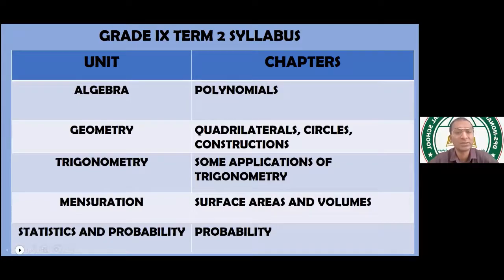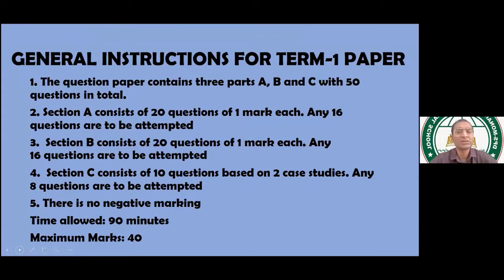Okay, next slide. So these are the general instructions for the term 1 paper. For maths, you will get a total of 3 sections, parts A, B, C, which will consist of 50 questions. Section A will contain 20 questions of 1 mark, of which you have to attempt 16 questions. So there is an internal option given to you. Section B will also consist of 20 questions, but you have to attempt 16 questions. Section C will consist of 10 questions based on case studies. Any 8 questions you have to attempt.